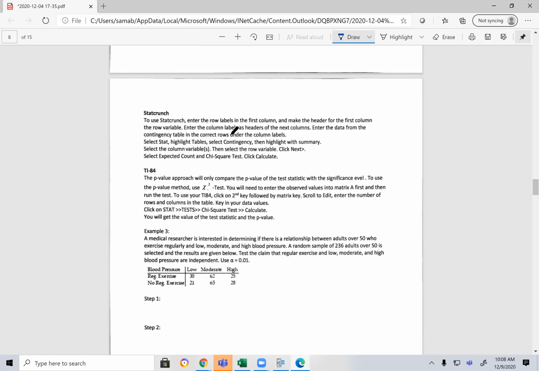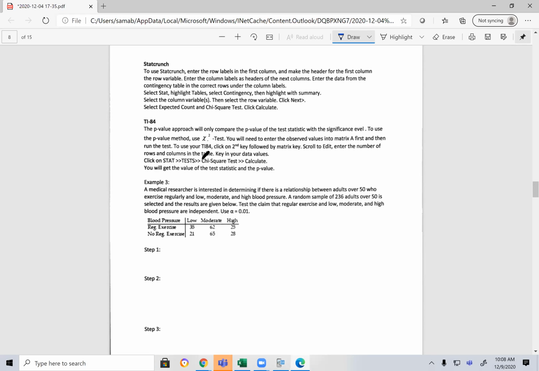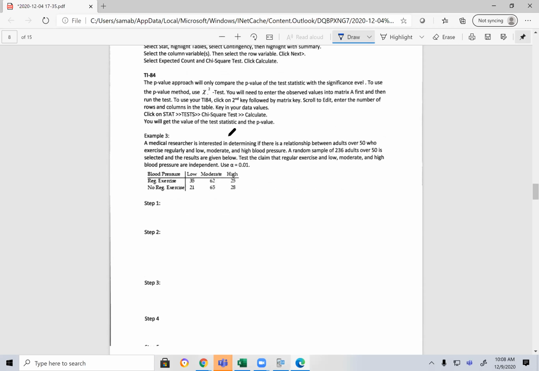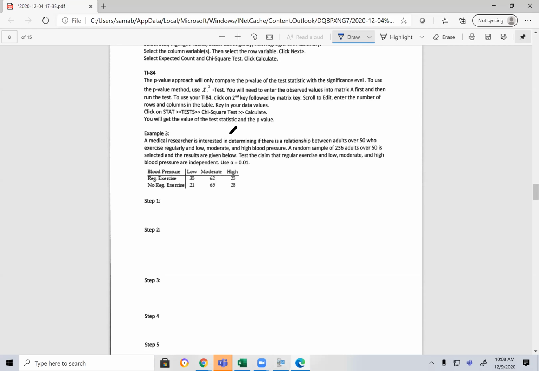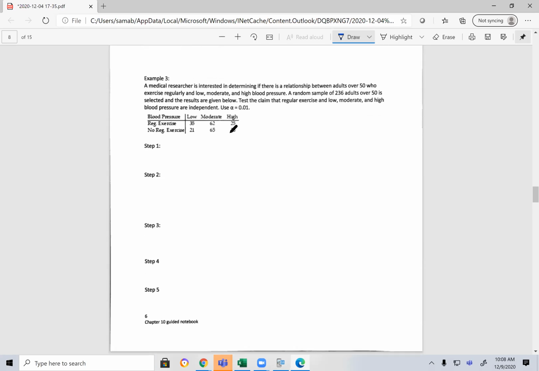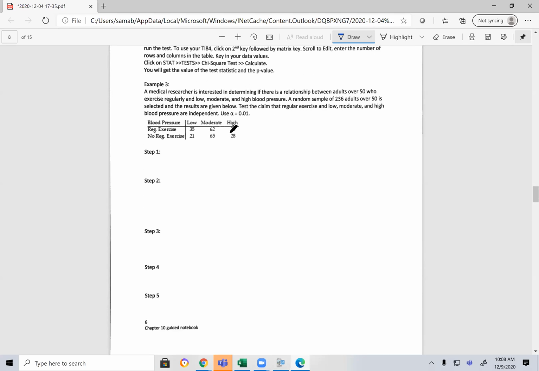Here, guys, I put information on how to use StatCrunch to run this test, but I'm going to show you how to use the TI-84 calculator in order to run this test. Okay, so we're going to begin with an example. I think it's very important to have your calculator ready, because there are special directions using the calculator in order to get this test done. And I will display the calculator shortly.